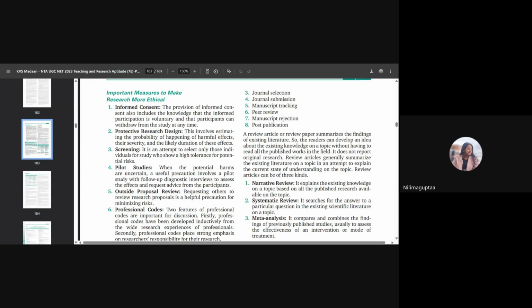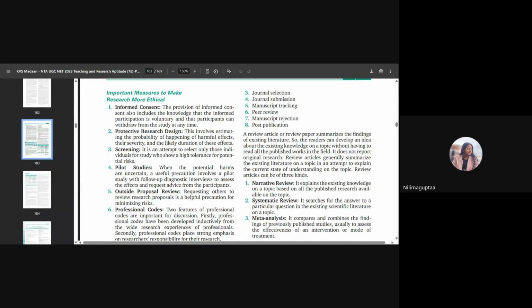Okay. So, important measures like how we can make our research more ethical. There are certain 7 to 8 tips that we will be discussing. The first one is informed consent.